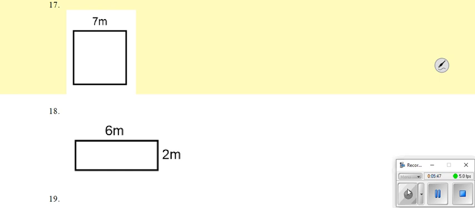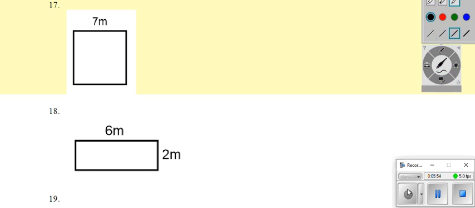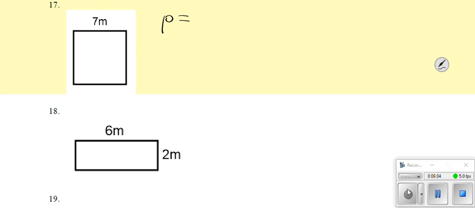Continuing along, we have question 17, which is a square. For perimeter, I'll make this a little bit bigger again. What is the formula for the perimeter of a square? Does anyone know? Somebody said in this class, side plus side plus side plus side. That would be correct as well, right? But since all of the sides are the same measurement, Andrew, what would be an easier formula to use?